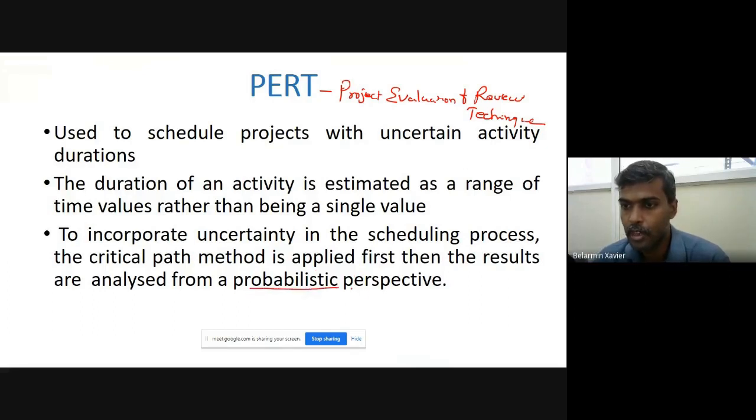So here we are using a probabilistic perspective. If you are considering CPM, that is a deterministic approach. Clear? What is the probabilistic approach? I already explained about PERT. What's the basic concept, how the durations are calculated, in the previous class.